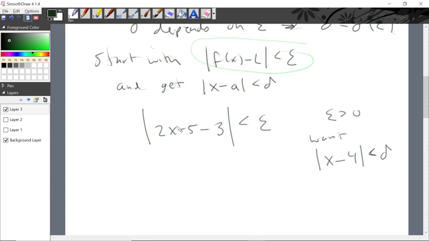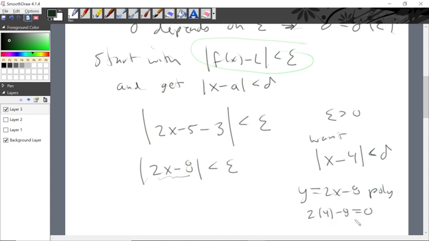So let's transform this. Let's see. So look what happens if we do this. 2x minus 8, right? We can combine like terms, is less than epsilon. Okay. Now notice, what kind of a function is this right here? y equals 2x minus 8 is linear. Okay, it's linear, and in fact, I'll go further than that. It's polynomial. What happens if you were to plug in 4 into this polynomial? Okay, 2 times 4 minus 8, right, is equal to 0.